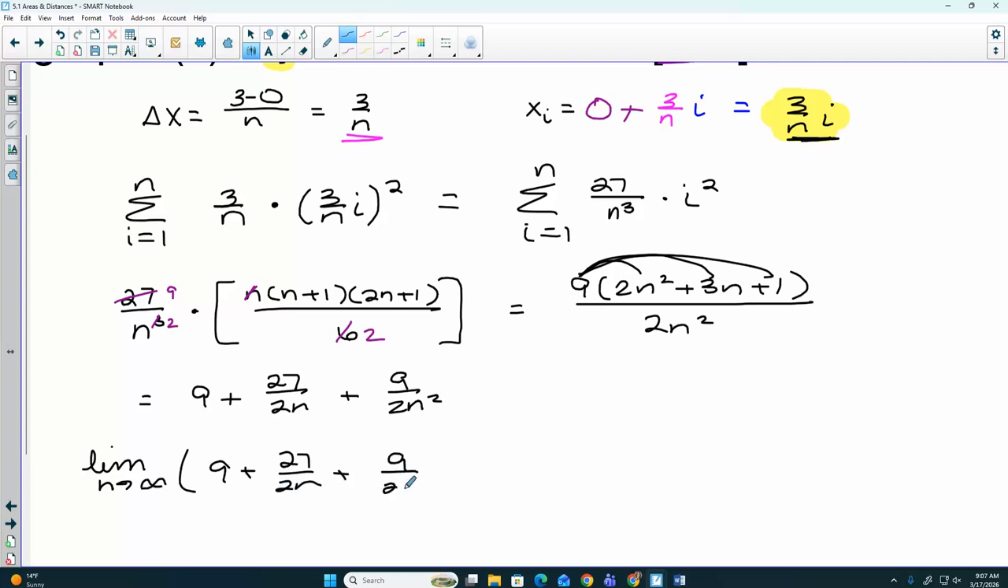And because we've already done all the legwork of simplifying this, it's pretty easy. We know a number over infinity goes to 0, so we just have 9 plus 0 plus 0, which is 9. So the actual area under our curve is 9. If you look back at the very first example, with 5 rectangles we said it's somewhere between 6.48 and 11.88. With 10 rectangles, we said it's between 7.695 and 10.395. So we were narrowing it down. Now we know the real answer.